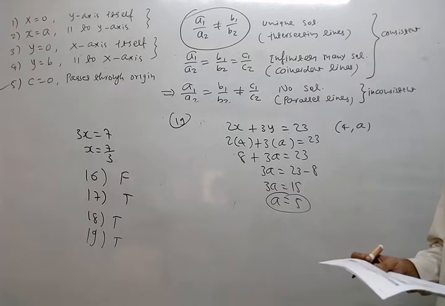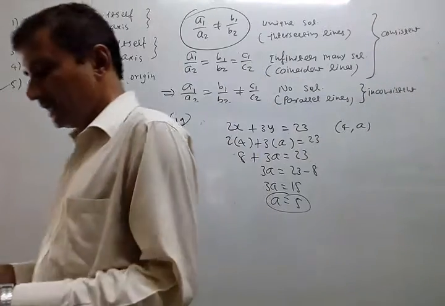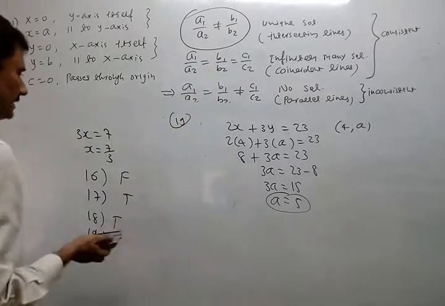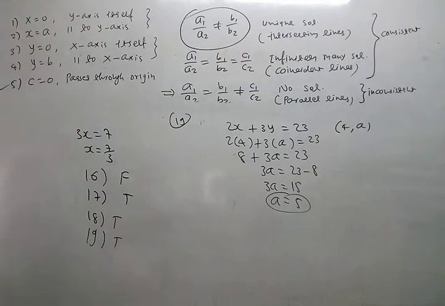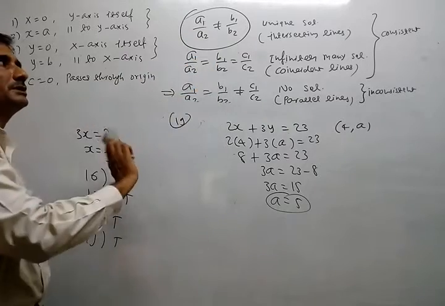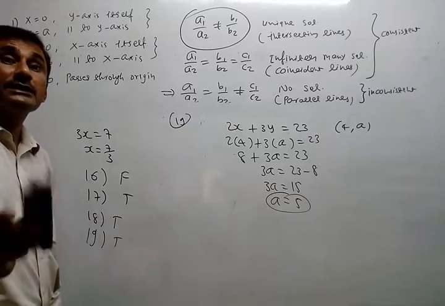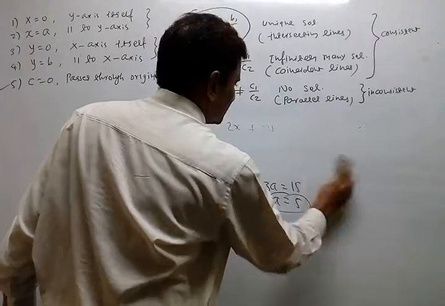Okay, so now look at the next question. Two equations are given, and the pair of linear equations has infinitely many solutions. So first of all we have to find all three ratios, a1 upon a2, b1 upon b2 and c1 upon c2. After getting all three ratios, we look at which condition is satisfied, and accordingly we can decide whether the statement is true or false. So now 20.